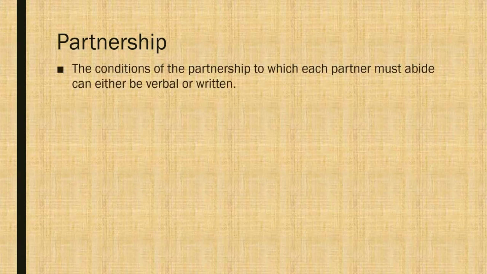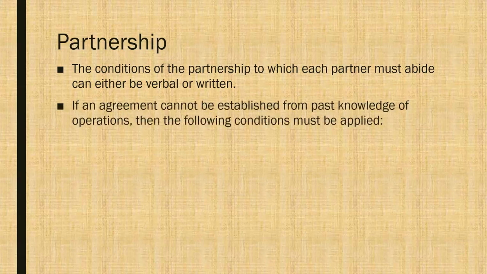Now, the conditions of partnership to which each partner must obey, as I said before, can be either written or verbal. Now, if an agreement cannot be established from past knowledge of operations, then we are going to look at the following conditions that must be applied. And these conditions may be based also on the Partnership Act, right? So if they cannot, based on what would have happened in the past, come up with an agreement, then they must follow these conditions.